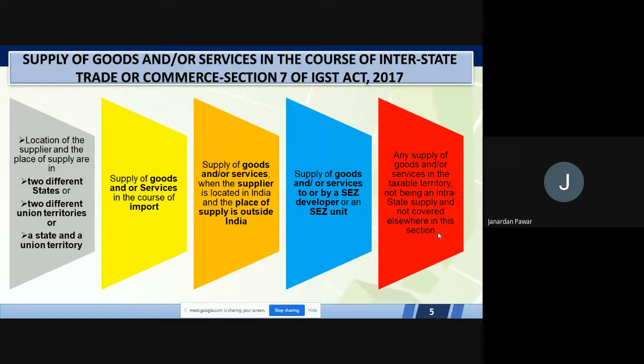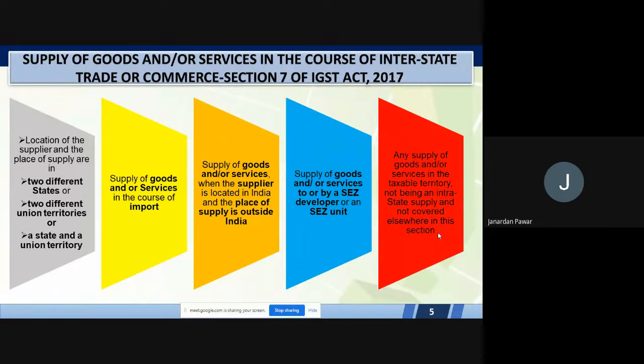Moving on to the next one. And what is that? Just look at this. Supply of goods and or services when the supplier is located in India and the place of supply is outside India. We have seen the example of import. In case of import, the supplier is always from a foreign country and the place of supply is in India. But in this third type, the supplier is located in India, meaning the supplier from India is supplying goods to another nation or another country. So the place of supply is outside India, but the supplier is from India. This is totally vice versa to import.